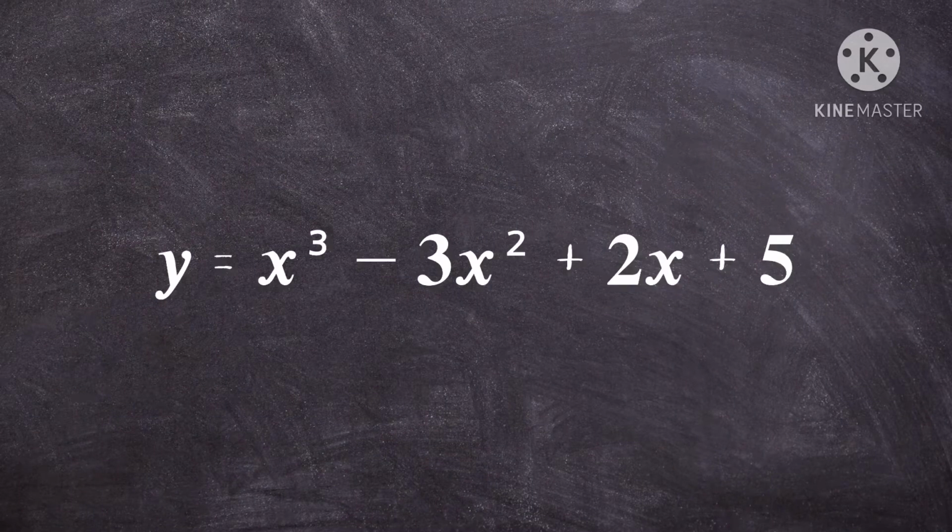This function is a third-degree polynomial, which has 3 as the greatest exponent of variables. This polynomial has 4 terms, including a third-degree term, a second-degree term, a first-degree term, and a term containing no variable, which is a constant term. The largest power on any variable is the 3 in the first term, which makes this a third-degree polynomial with x cubed being the leading term. Also, the leading coefficient is 1 and the constant term is 5.